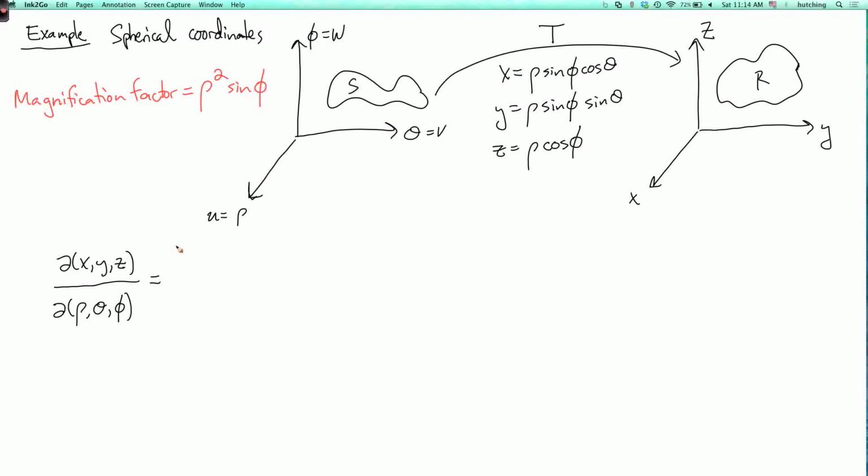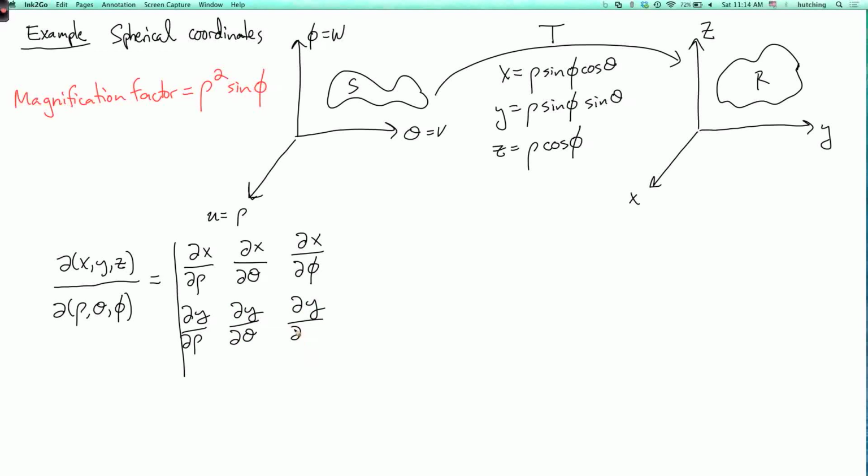So the hardest part of this calculation is making sure that we don't get mixed up between theta and phi. Okay, so first we have dx d rho, dx d theta, dx d phi. Then we have dy d rho, dy d theta, dy d phi, and finally dz d rho, dz d theta, and dz d phi.